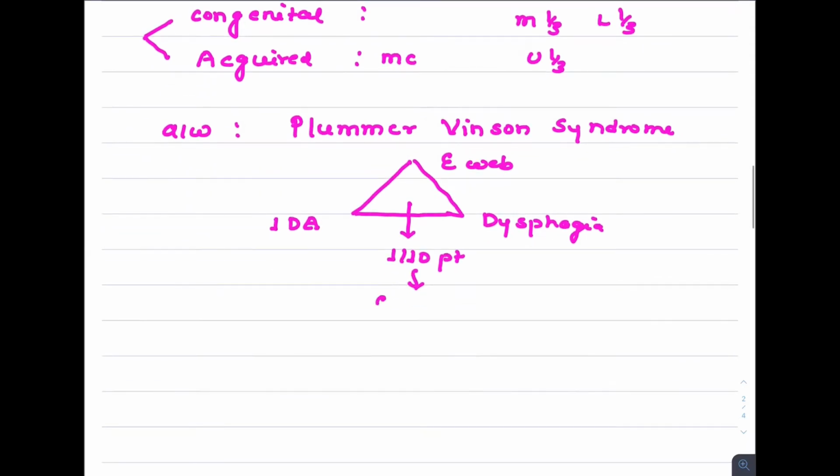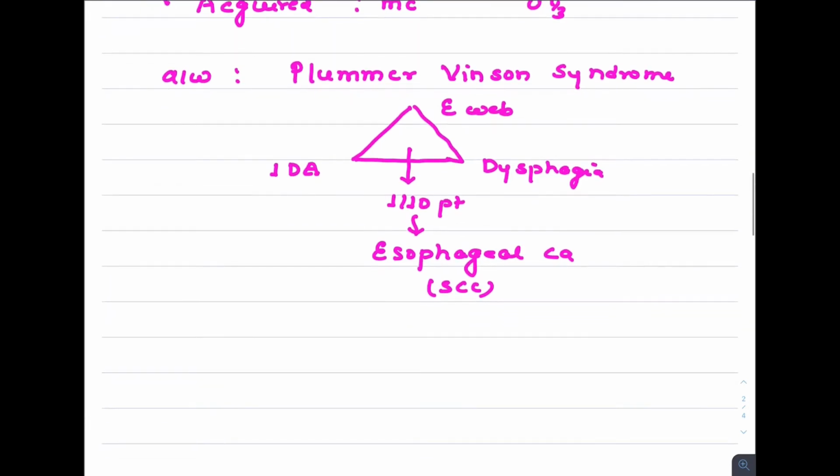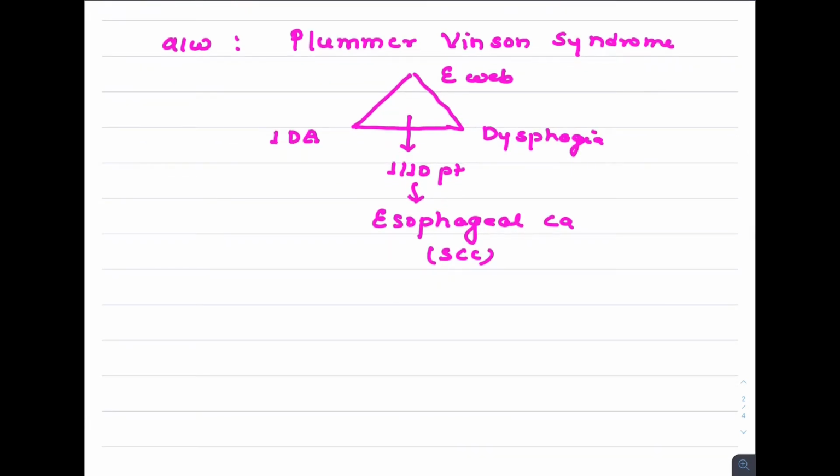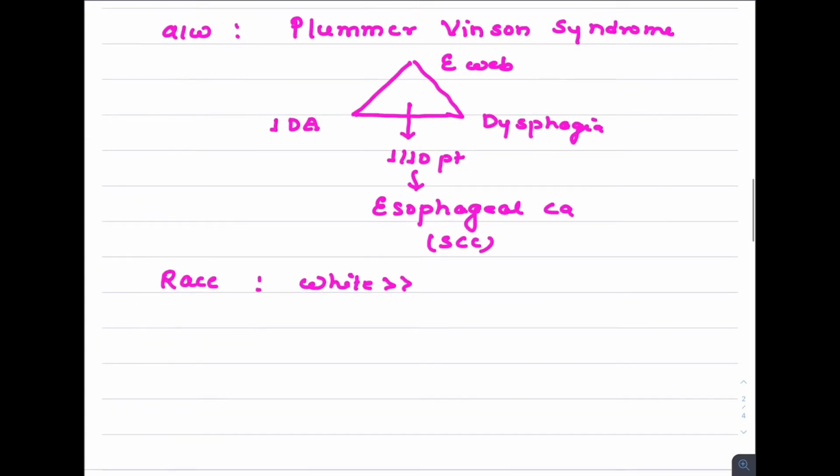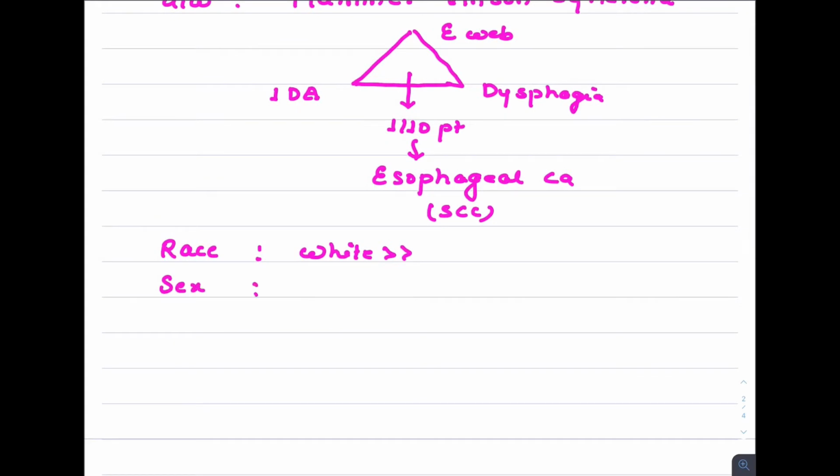1 in 10 patients of Plummer-Vinson syndrome develop esophageal cancer. So it's a risk factor for esophageal cancer, and the most common histopathological type is squamous cell carcinoma. It is more common in white people compared to black, and more common in women compared to men.